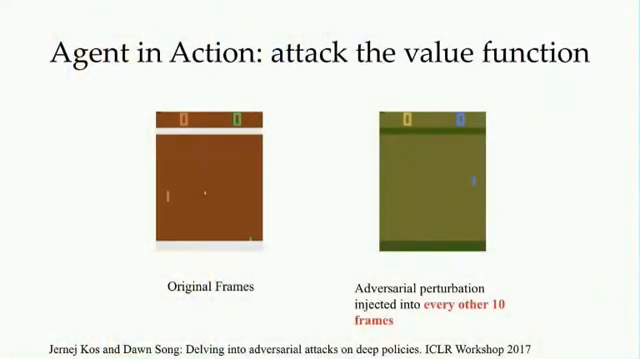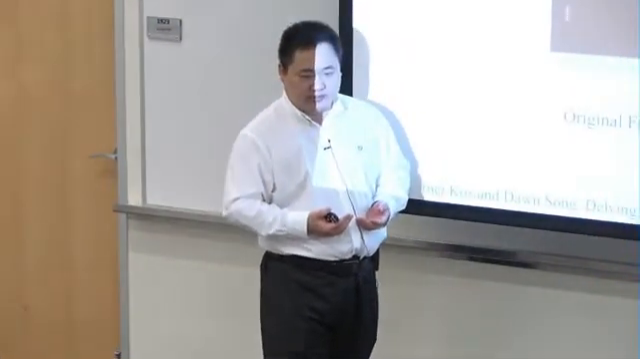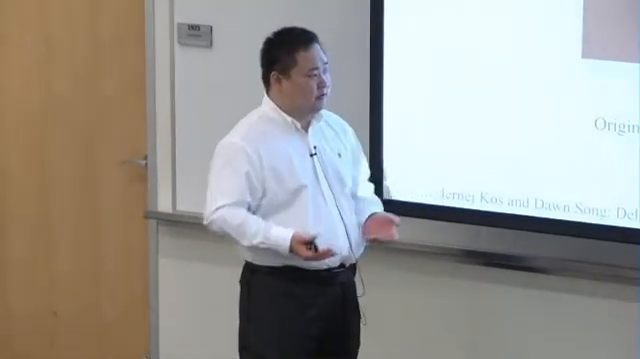But more interestingly, you don't even need to attack the actor part. You can attack the critique part, which is the value function. When you attack the value function, one interesting observation we found is that you don't even need to inject every single frame. You only need to inject the adversarial perturbation every 10 frames. So this will reduce a lot of the adversary examples that you need to inject, which also means that you can weaken the threat model that you have.